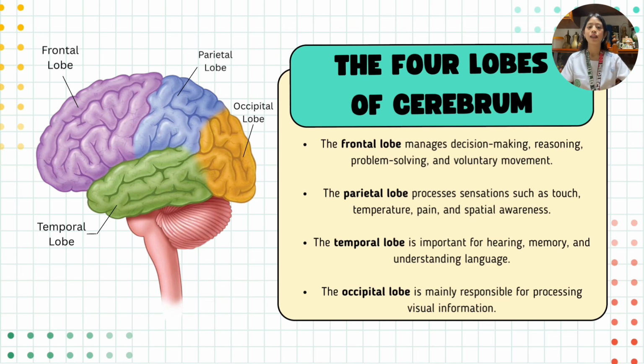Second, the parietal lobe. It processes sensations such as touch, temperature, pain, and spatial awareness, like feeling the warmth of sunlight on your skin. Third, we have the temporal lobe. It is important for hearing, memory, and understanding language, such as recognizing a friend's voice. And fourth, the occipital lobe. It is mainly responsible for processing visual information, which lets you read the words on the slides.